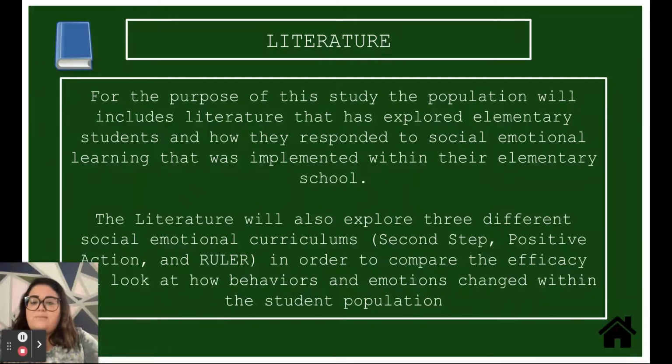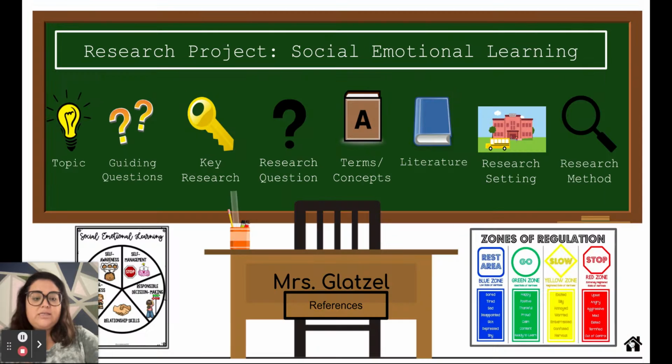For the purpose of this study, the population will include literature that has explored elementary students and how they respond to social emotional learning that was implemented within their school. The literature will also explore three different curriculums, like I mentioned before: Second Step, Positive Action, and Ruler, in order to compare the efficacy and look at how those behaviors and emotions changed within that student population. So that's what my literature is going to specifically look at when I'm reading different journal studies.